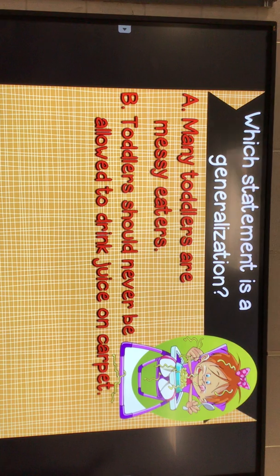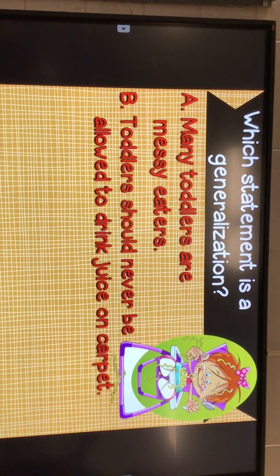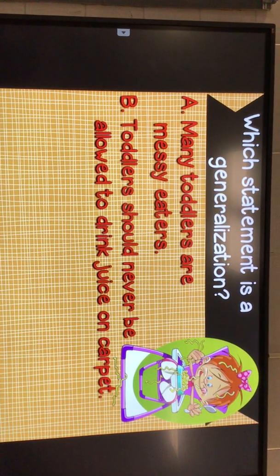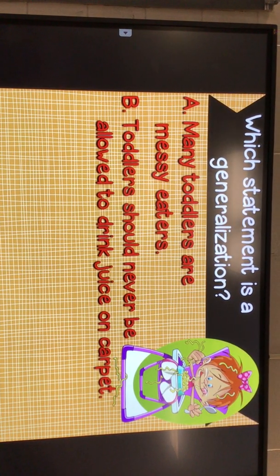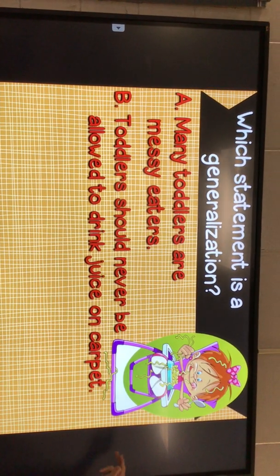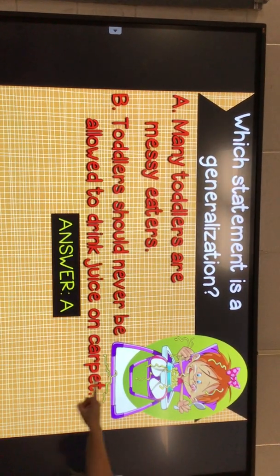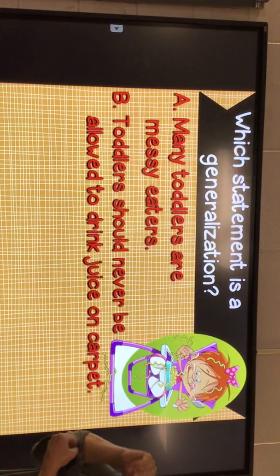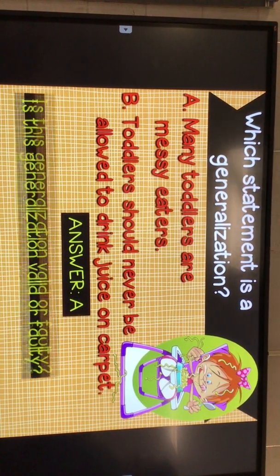Which statement is a generalization? Is it A, many toddlers are messy eaters, or B, toddlers should never be allowed to drink juice on carpet? Which one is a generalization? Okay, show me your answer. Let's look. Many toddlers are messy eaters. Okay, so many toddlers are messy eaters. Why is that a generalization?